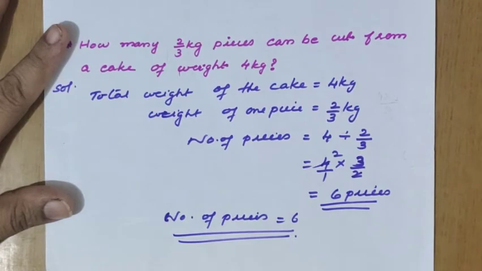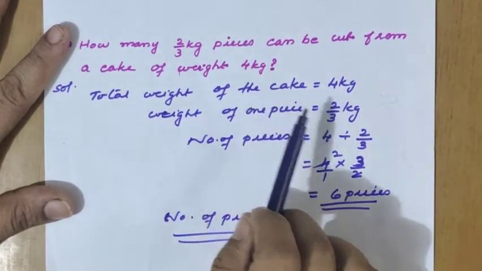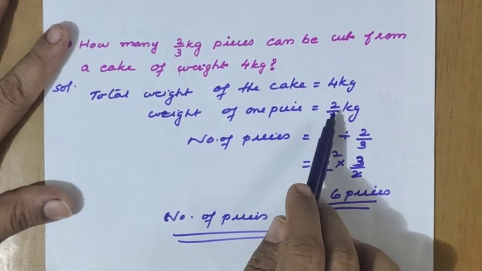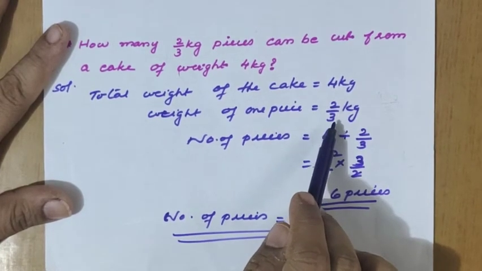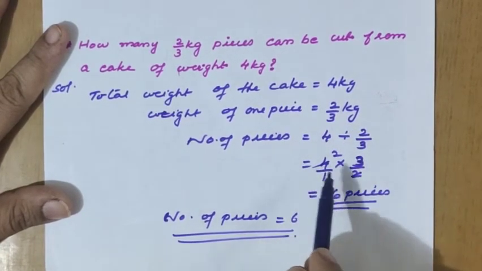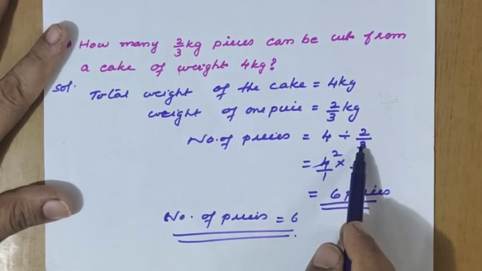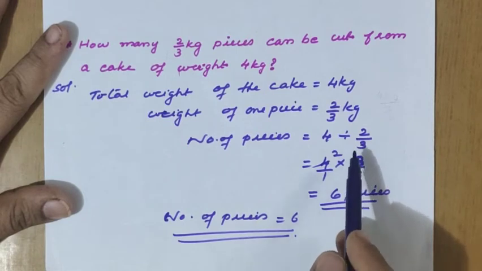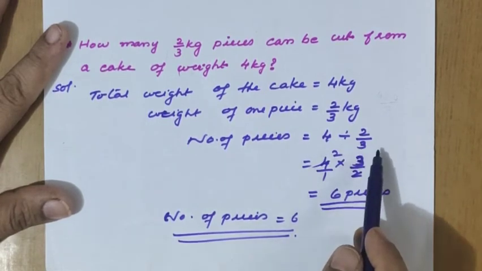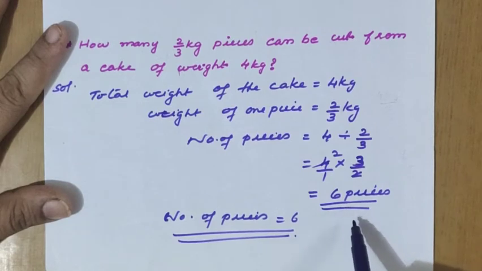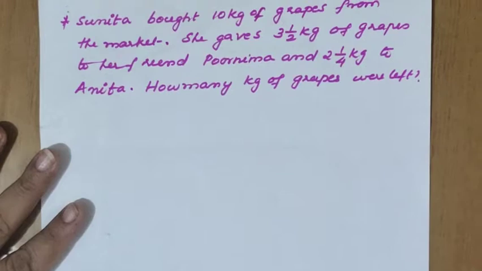Okay, what is the total quantity of the cake available to us? 4 kg. Out of that we have to make many pieces, but each piece has weight equal to 2 by 3 kg. So therefore the number of pieces is equal to total weight divided by each piece weight, that is one piece weight only. So 4 divided by 2 by 3, reciprocal and do the multiplication. So how many pieces are you getting? We are getting the 6 pieces.